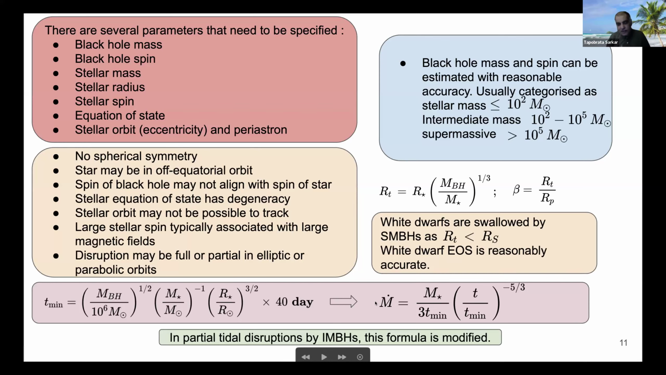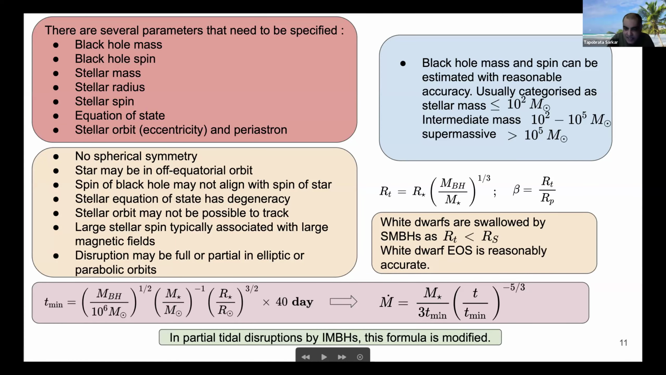And it is a very well-known formula that this M dot has a scaling like t to the power minus 5/3, where t is the coordinate time. Of course, I have taken a rough analytical estimate, but it turns out that when you have full tidal disruptions, it actually follows this minus 5/3 law very closely. So how do you characterize tidal disruptions?